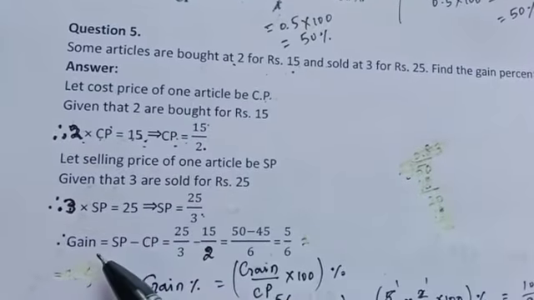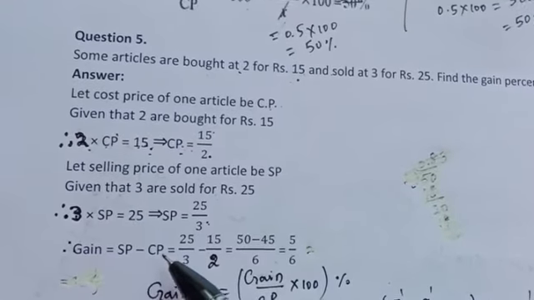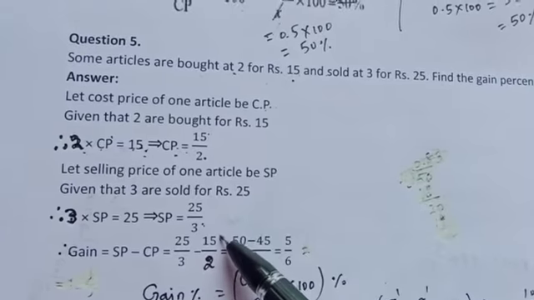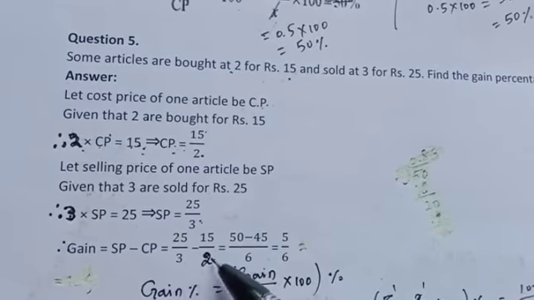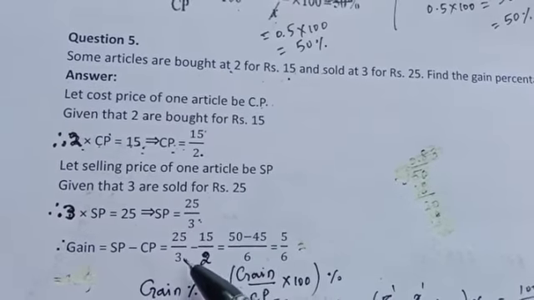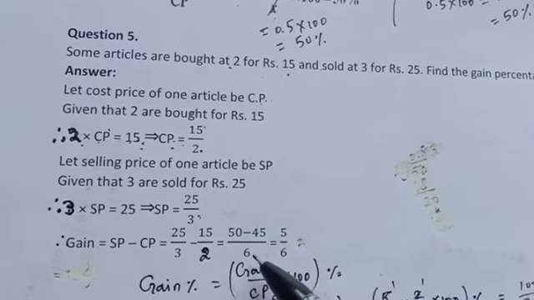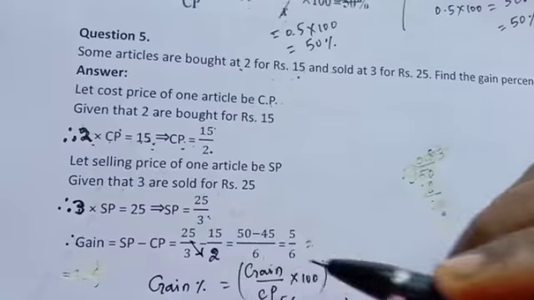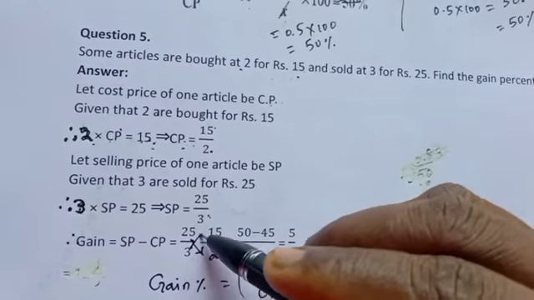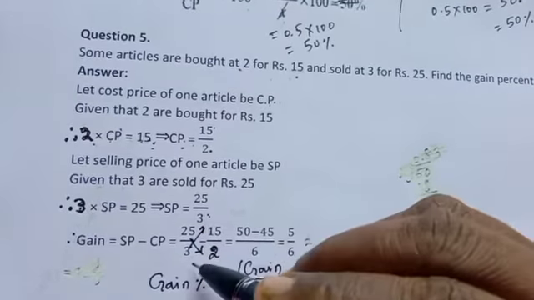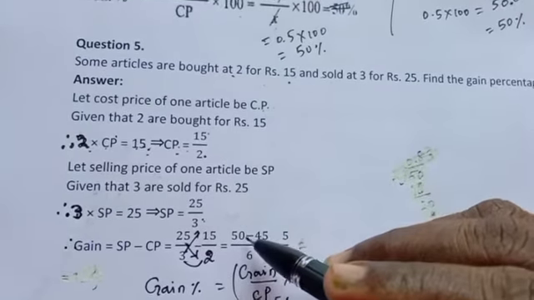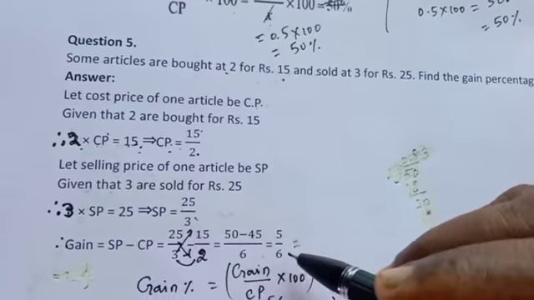So gain we have to calculate. Gain, what is the formula? SP minus CP. SP is 25 by 3, CP 15 by 2. These two have a different denominator, so you have to use LCM. 3 into 2, LCM is 6. Otherwise you have to use cross multiplication. 25 into 2 is 50, 3 into 15 is 45. Then you have to multiply these two, 3 2s are 6. 50 minus 45, 5 by 6.